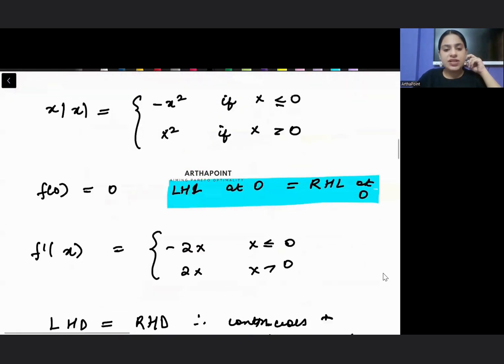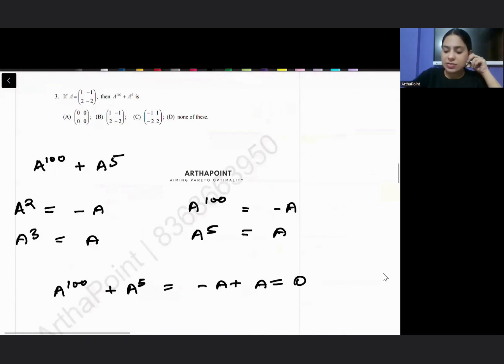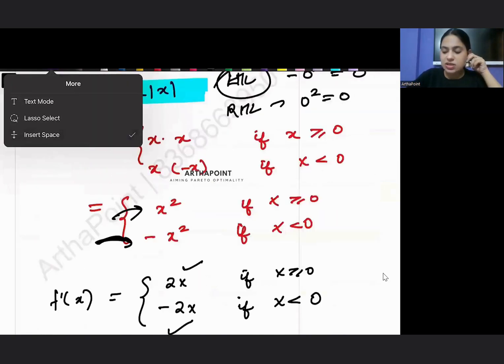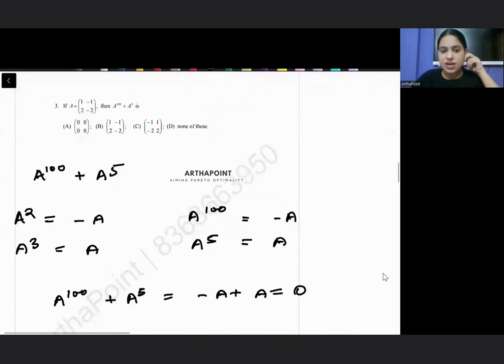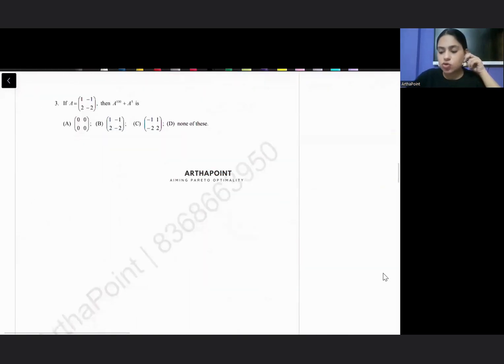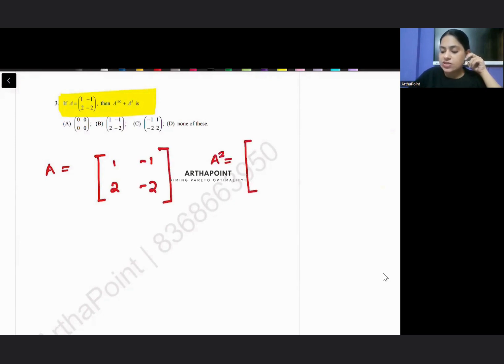Okay, let's come to the next question. Again, a repeated question. It was asked in the year 2004 and has been asked in the year 2005 also. So this is your matrix given to you, and the matrix given to you is A is equal to 1, 2, minus 1 and minus 2. So if I just go ahead and find A square, it will be 1, 2, minus 1 and minus 2 into 1, 2, minus 1 and minus 2.